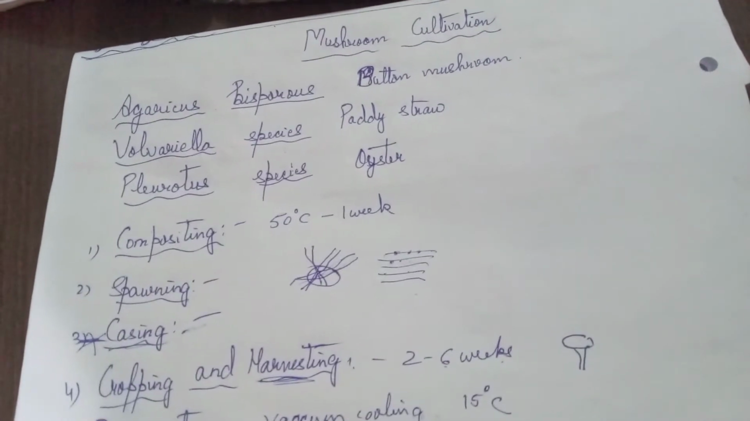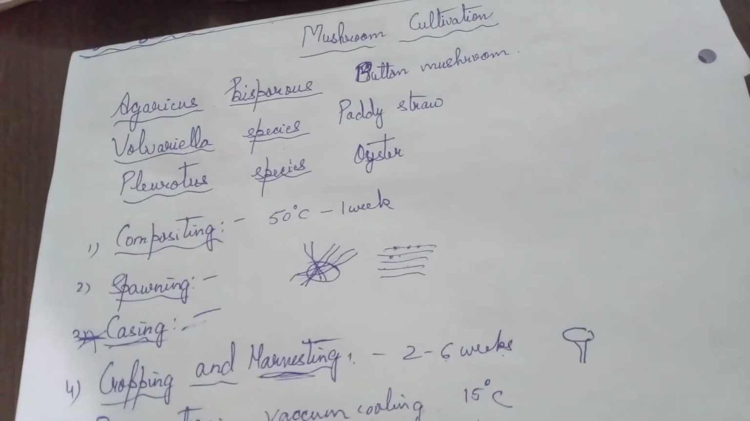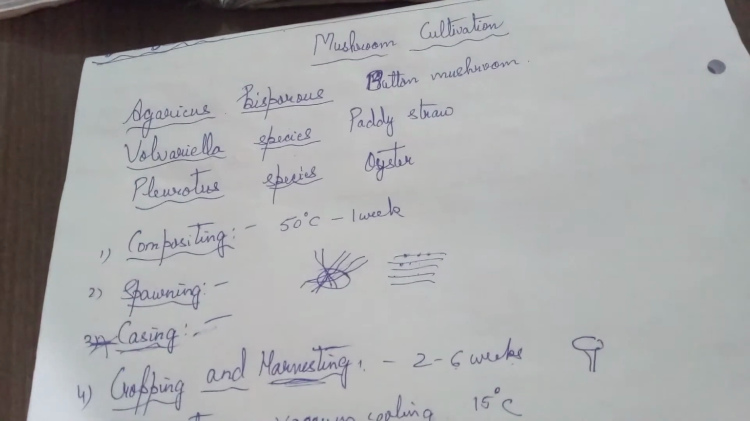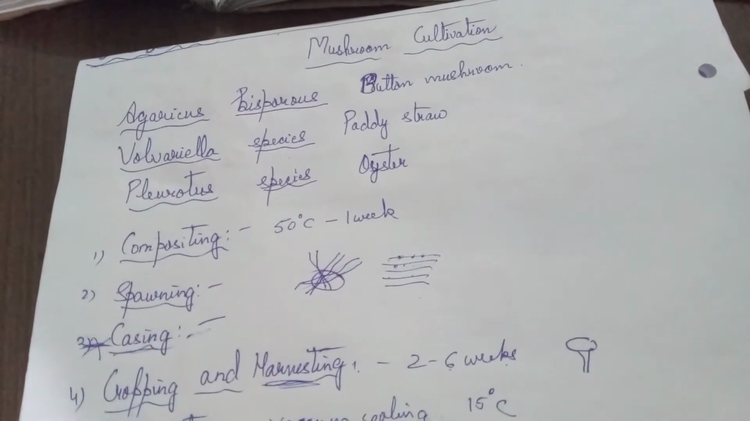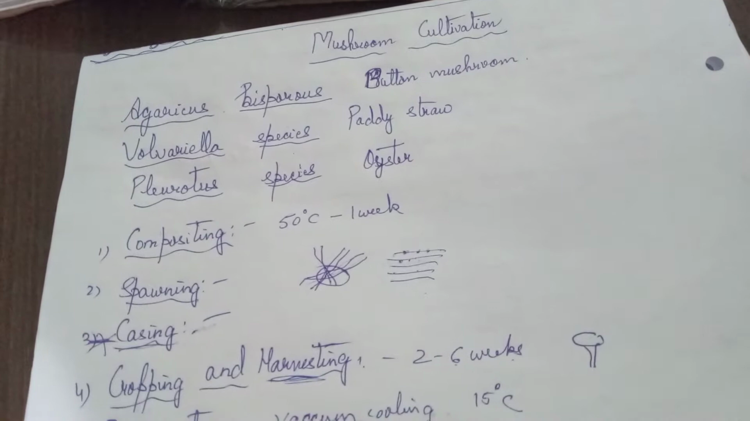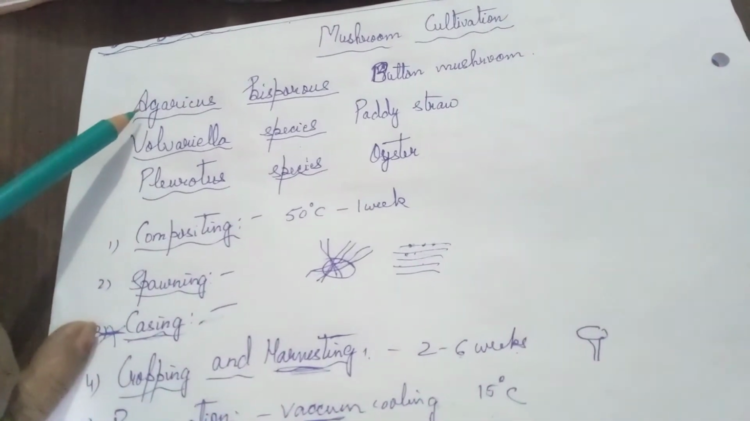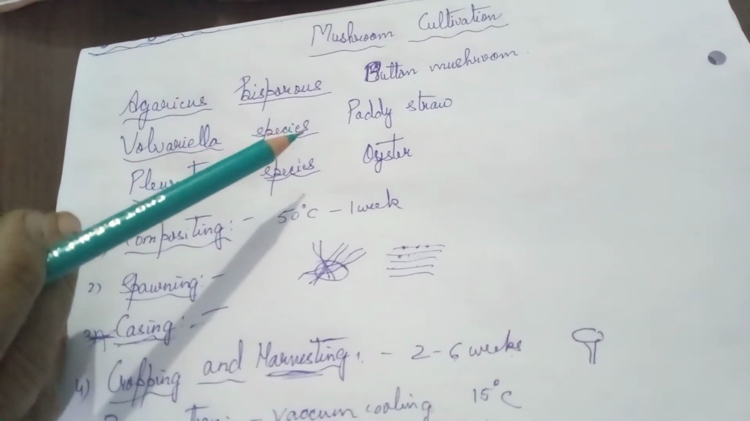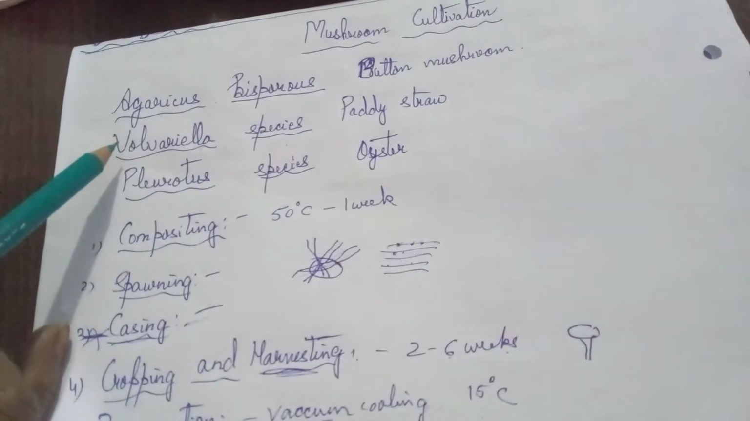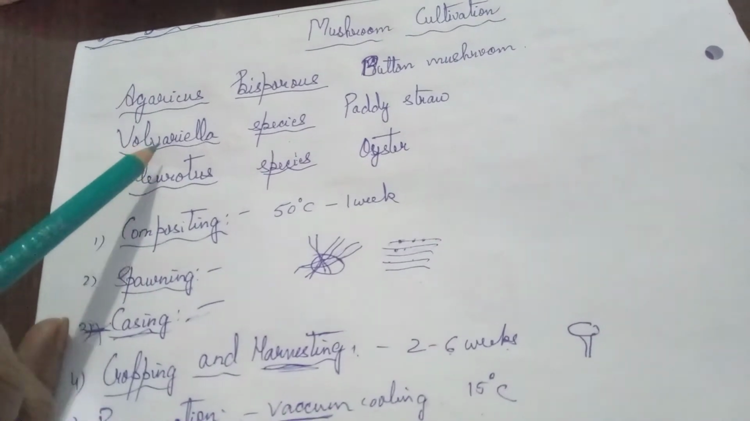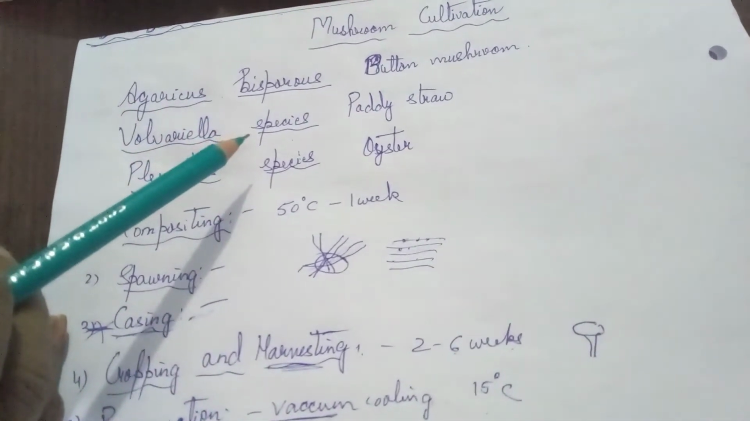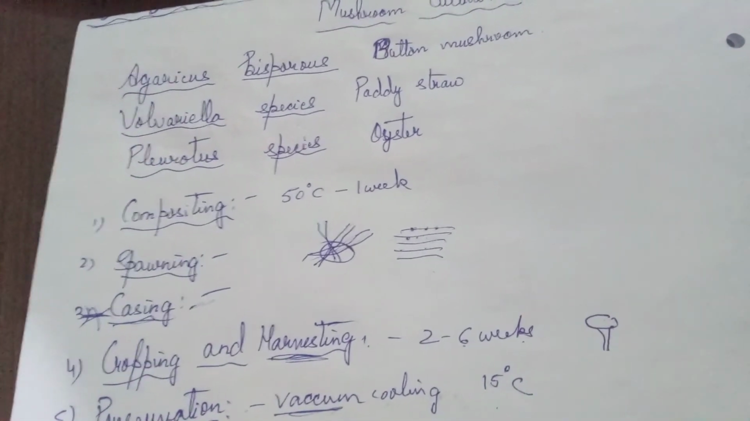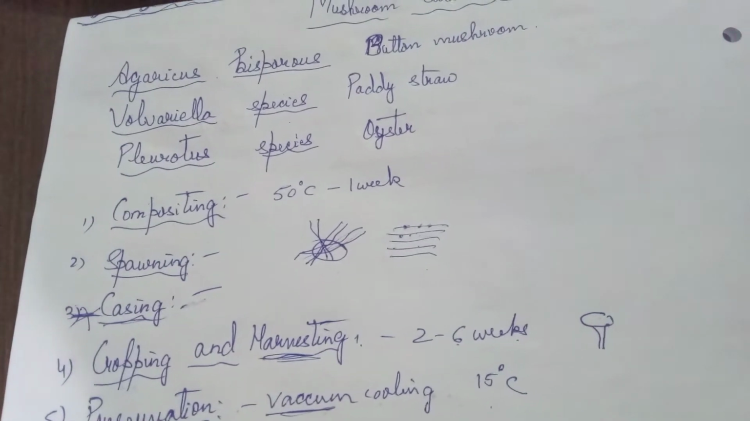Since the hyphae is made up of more than one cell. The scientific name of the most common mushroom that we consume, that is the button mushroom, white button mushroom, is Agaricus bisporus, whereas the one usually grown on the paddy or the straw is Volvariella species. Got it? And the last is the oyster shaped mushroom, which is also known as Pleurotus species.